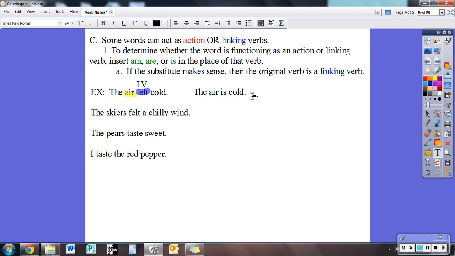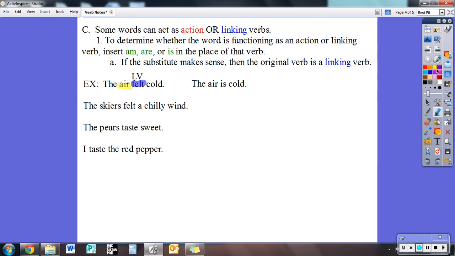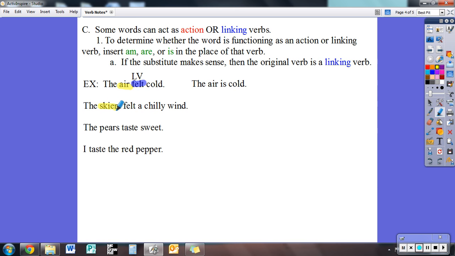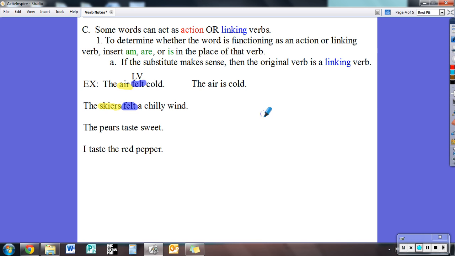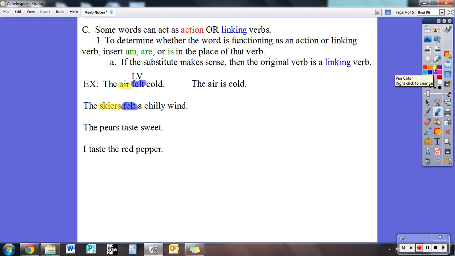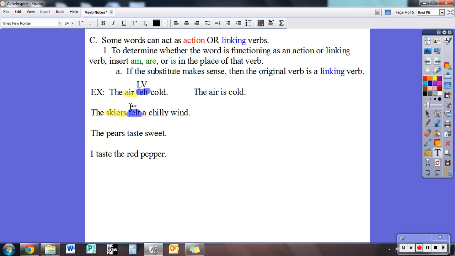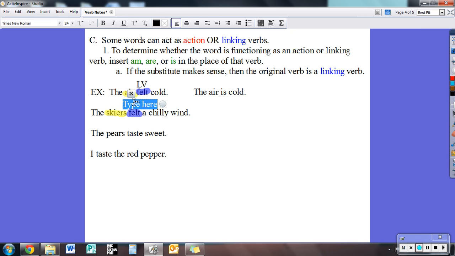Now, the next one. The skiers felt a chilly wind. My subject is skiers. And again, we see the verb felt. Now, can I say the skiers are a chilly wind? No, that doesn't make sense anymore. So I know that this time felt is being used as an action verb.